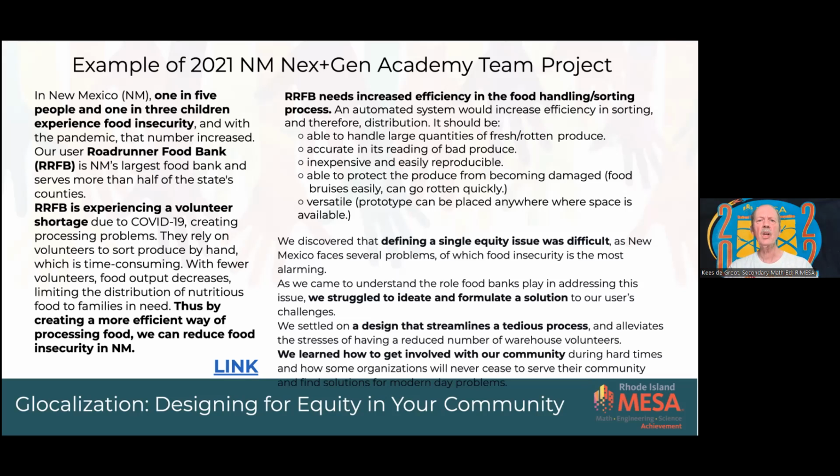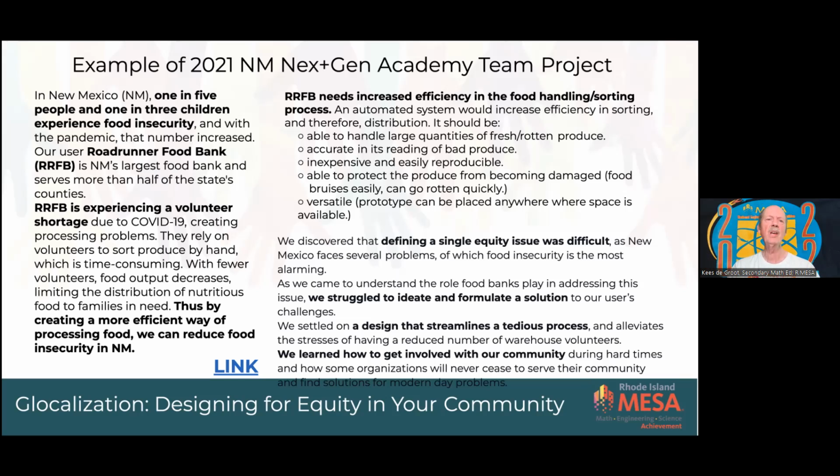So then they turned it into a problem statement about the kinds of increased efficiencies that that food bank would need, and they developed an actual prototype to do such a sorting of food more efficiently. And then they reflected on their process. They discovered that defining a single equity issue was difficult.